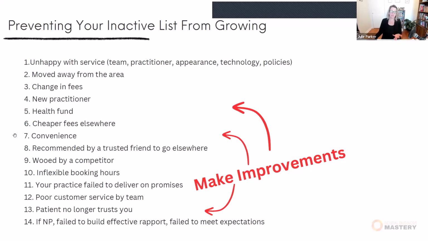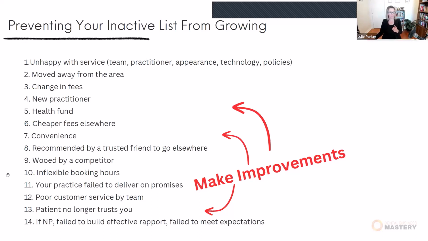Convenience, sometimes you can't do much about that. It's a bit like the moved away from the area. Still leave them on your list, because if you are offering something better than before, then they may indeed return to you. Recommended by a trusted friend to go elsewhere, same as convenience and moved away from the area, as well as rude by competitor, same thing. We just want to talk about what we've done to improve the patient experience here. So woo them back again.